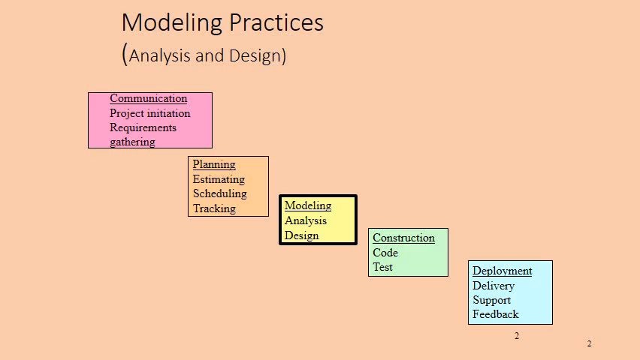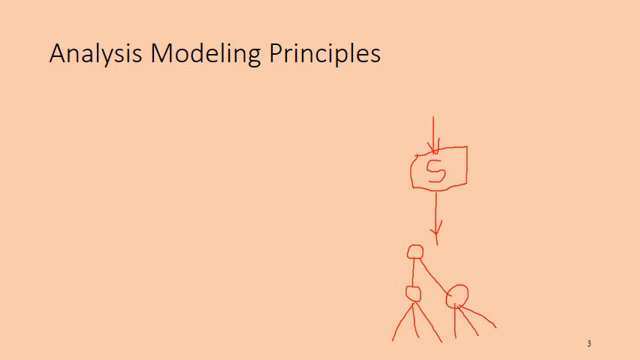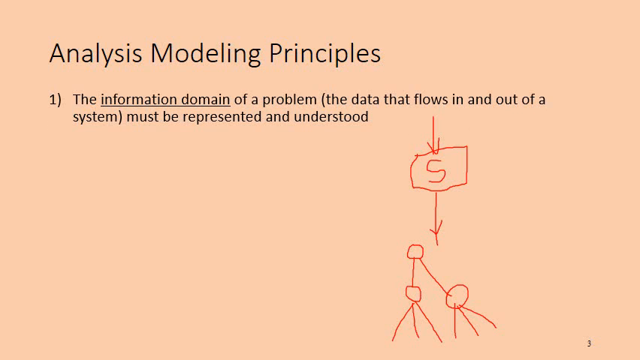So we have principles associated with this analysis model. Those are very easy. First one is the information domain of the problem. It means the data that flows in and out of the system. Got it? In and out of the system means what? Suppose we have this system, this indicates your system. So in and out means whenever you give some input to it, you will get some output from here.